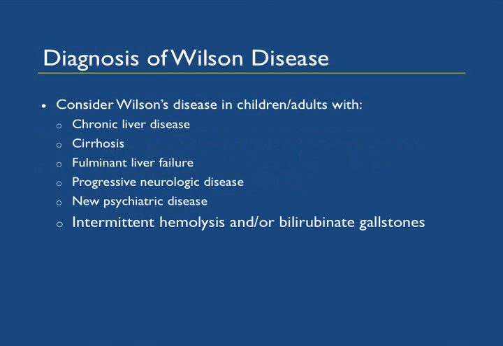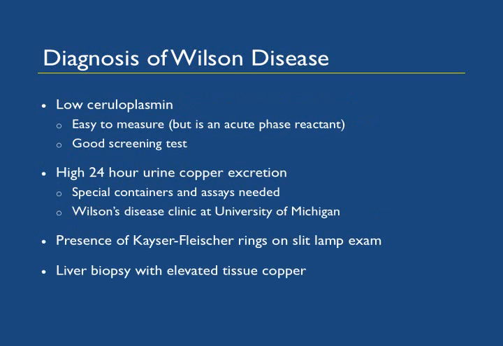You need to consider Wilson's disease in children and adults with chronic liver disease, with cirrhosis, fulminant liver failure, progressive neurologic disease, and new psychiatric diagnoses, particularly in teenagers and young adults. In addition, some individuals will present with intermittent hemolysis and/or development of bilirubinate gallstones, although this would be a rare presentation. The diagnosis of Wilson's disease is made by a screening test, the ceruloplasmin.